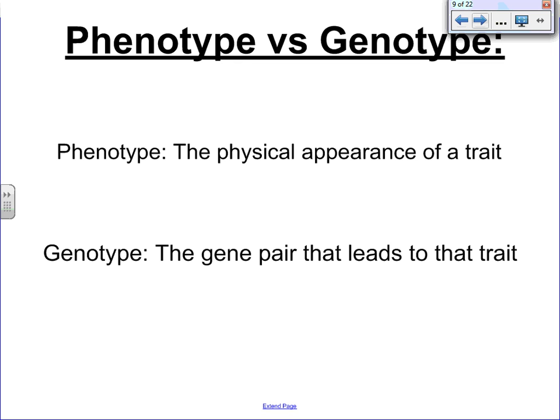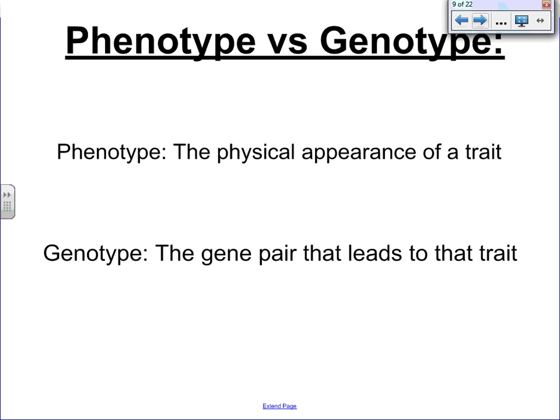Now, there's a couple new vocab terms that I want to talk about before we get going. The first one is phenotype. Phenotype refers to the physical appearance of a trait, and the easiest way to remember that is the P in there. Phenotype is the physical appearance of a trait. So that's what you look like or what you seem like. So that's, do you have blonde hair? Do you have blue eyes? Do you have sickle cell anemia? Are you a mouse with red eyes? It's the physical appearance of that trait or what it looks like.